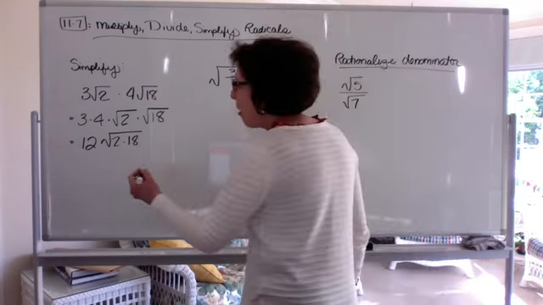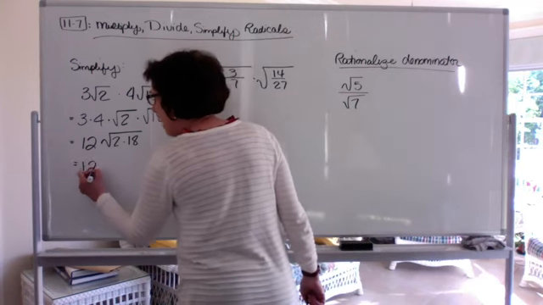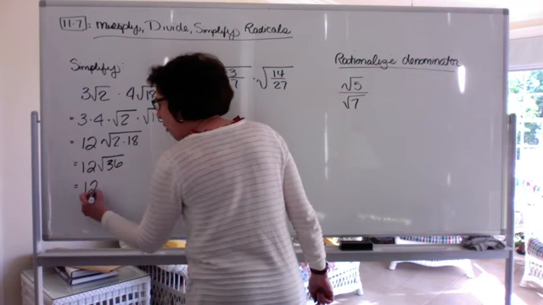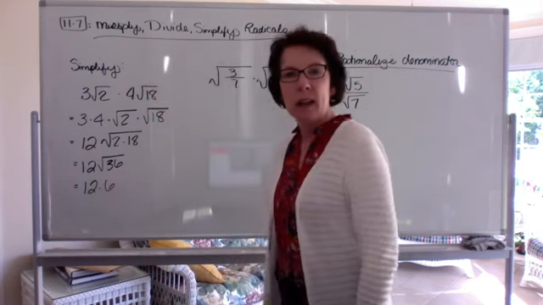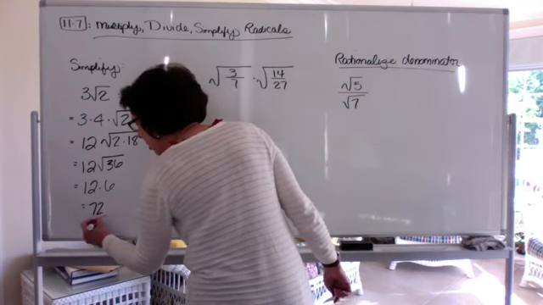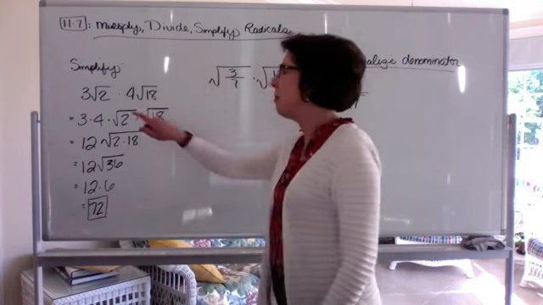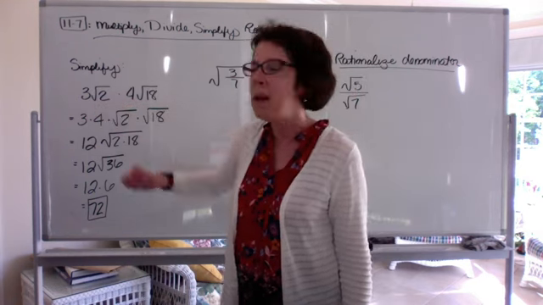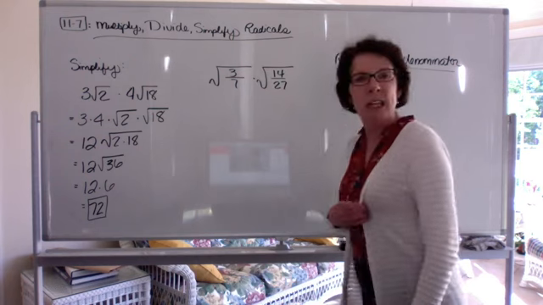Okay, so I'm going to have 12 times the square root of 36, which is going to be 12 times 6. Well, what's the answer? The answer is 72, and I have just simplified this radical expression. Okay, now let's look at the next one.